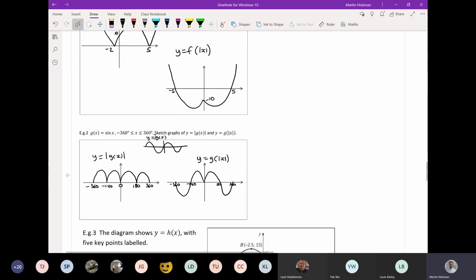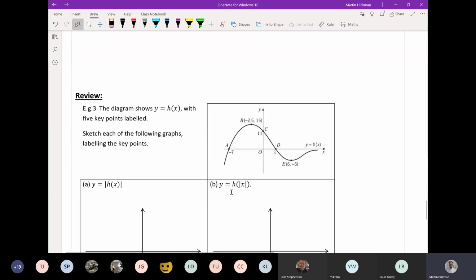And then for our sine x, you might just want to draw a sine graph just to remind yourself of the shape first. Basically, anything that's below for modulus of g of x just gets reflected above. Make sure you get things like your intercepts on here. And then for g of modulus of x, you get this nice looking shape here, where just from 0 to 360, draw one wave as normal, and then just reflect that in the y-axis.